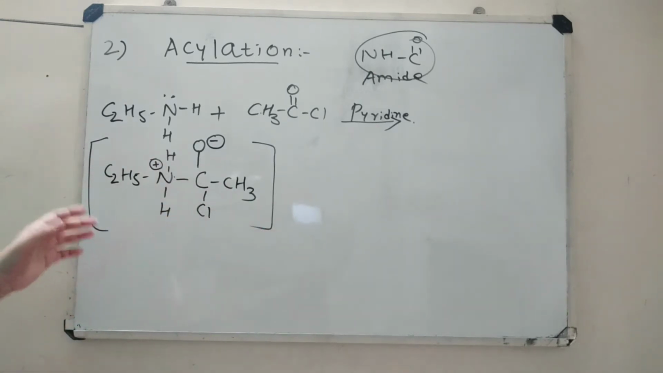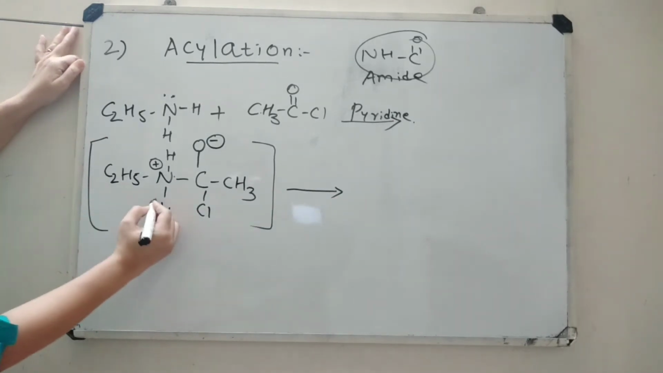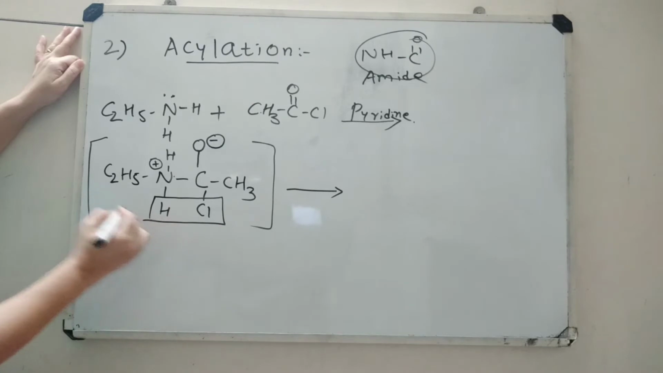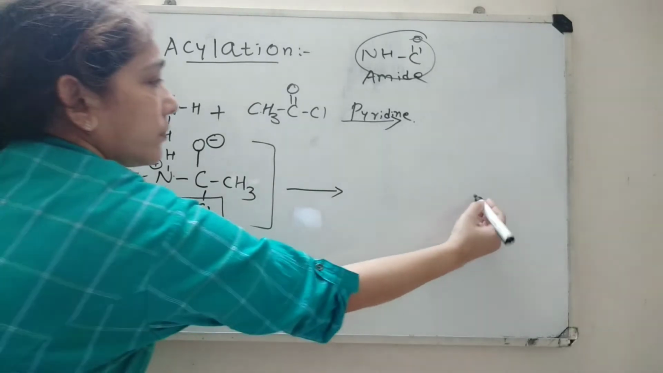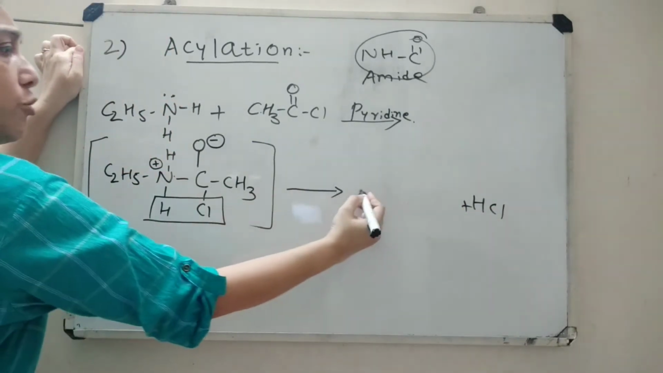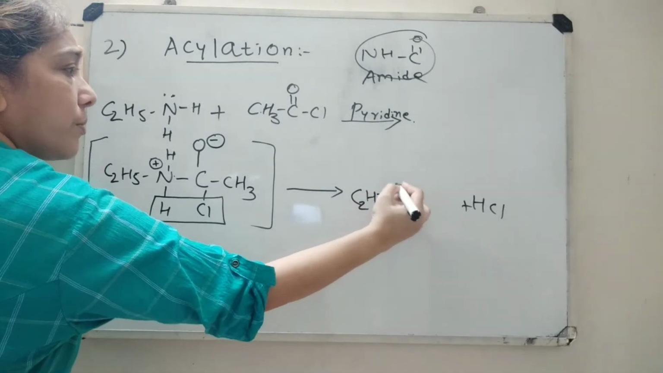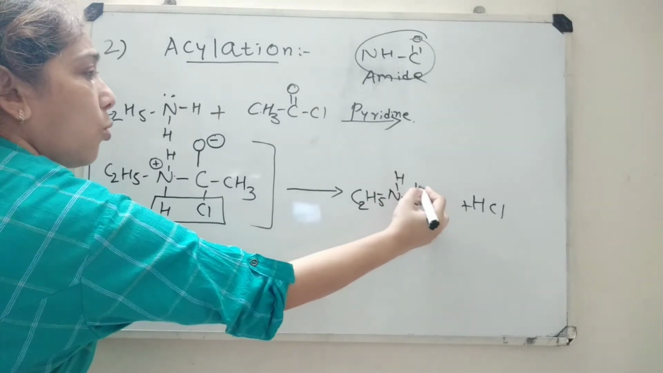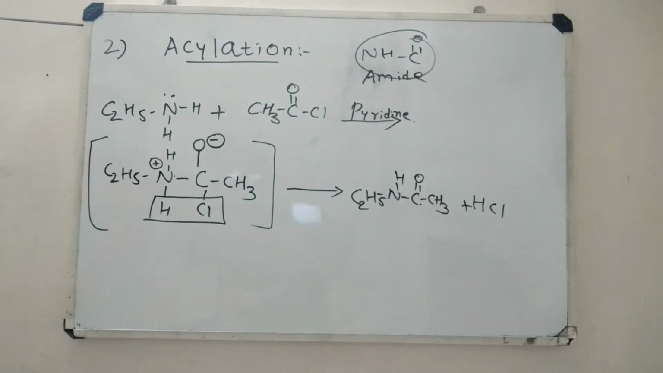This unstable compound immediately converts, and HCl is formed during the reaction. The main product is C2H5NHCOCH3 group. So it is C2H5NHCOCH3.